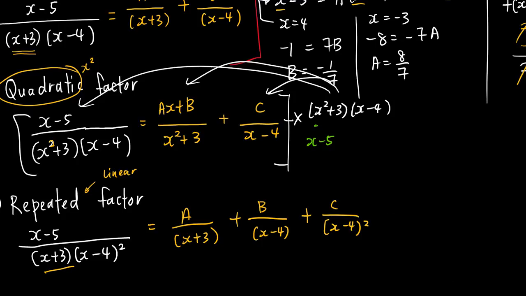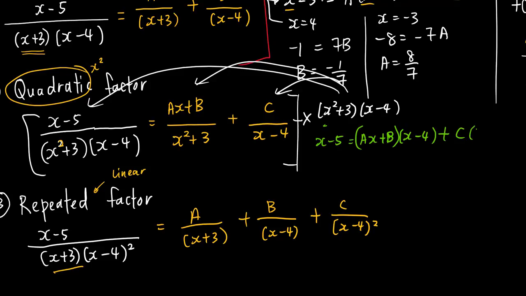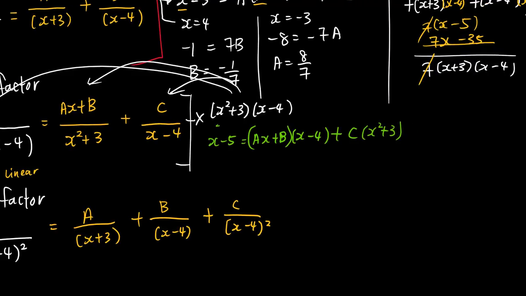Alright, so if I multiply this one for the second one, this x squared plus 3 and x squared plus 3 I simplify, I should get ax plus b, and then I multiply with x minus 4. Same thing for the third term here. If I simplify, I still get x squared, I still get c and x squared plus 3. Then the next step, as usual, you will insert some value to make one of them 0.